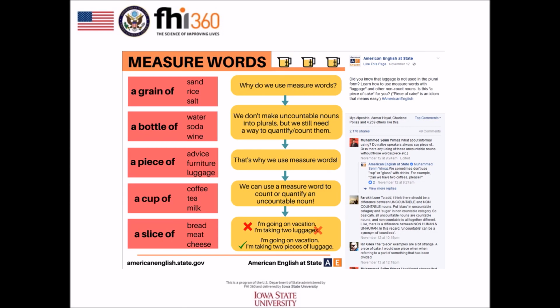Here's just one of the many grammar topics that are on the Facebook page. This one deals with measure words, the expressions that are used in English to measure things, such as a grain of sand, a bottle of water, a piece of advice, a piece of furniture or a piece of luggage, a cup of tea, and a slice of bread. These types of measure words, of course, are very important for everyday conversation, and they're presented here very systematically, and there's also discussion on each of these topics on the Facebook page.